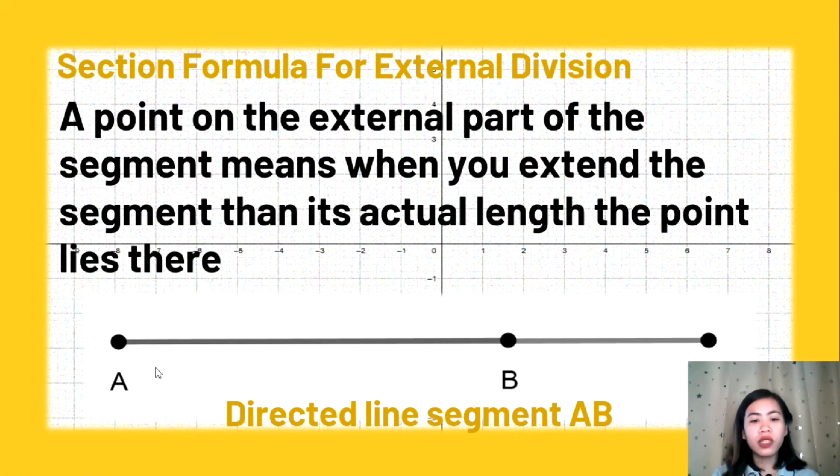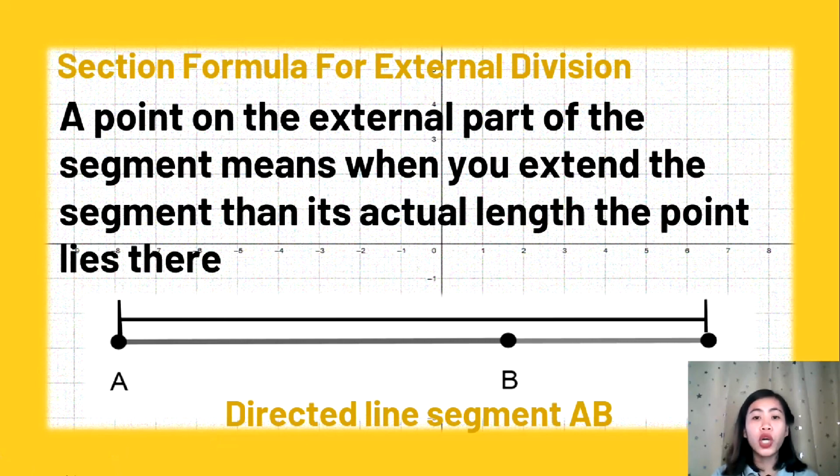Same with this one, directed line segment AB. So ang ating M, again, mula sa starting point hanggang sa ating extended point. So, yung buong extended line segment. That will be the M part. And for our N, we have mula sa endpoint hanggang sa extended point, n.